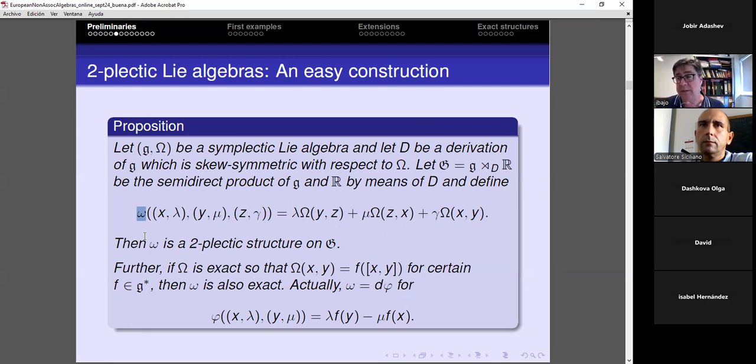But the problem is that these cases are somehow quite trivial. I mean, you just have something with a very strong condition, which is to be symplectic, and you just do a one-dimensional semi-direct product. So this does not give many examples.